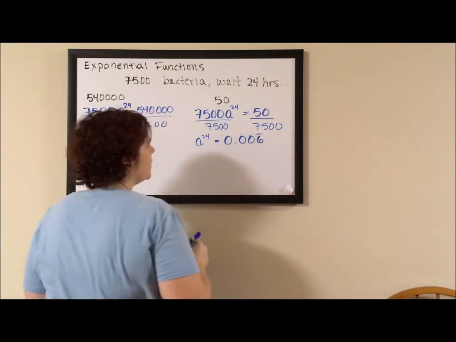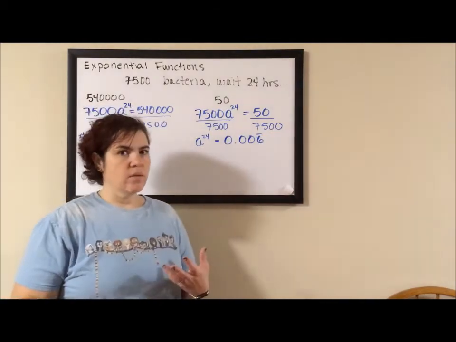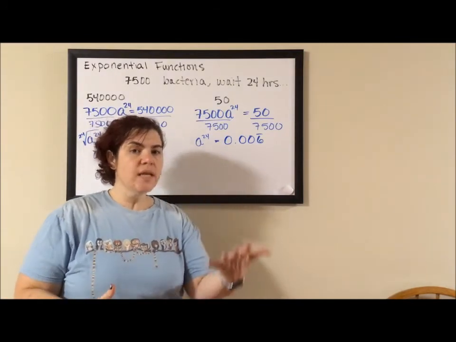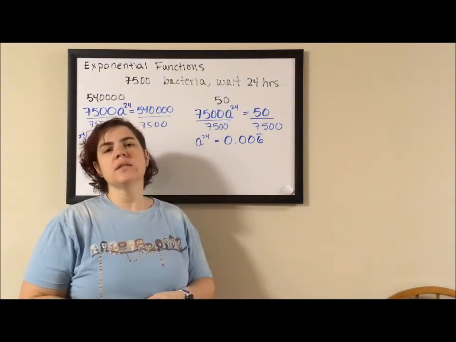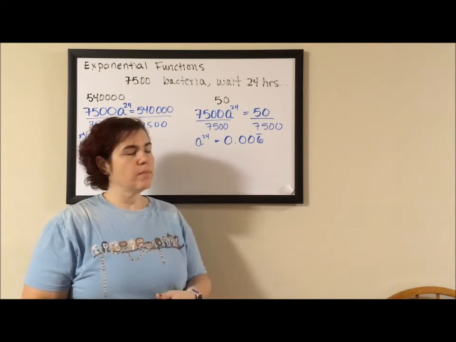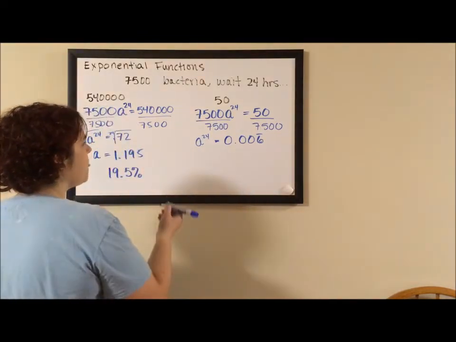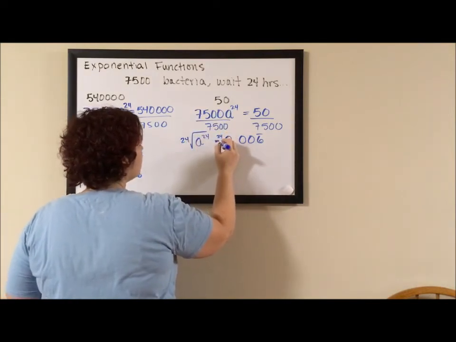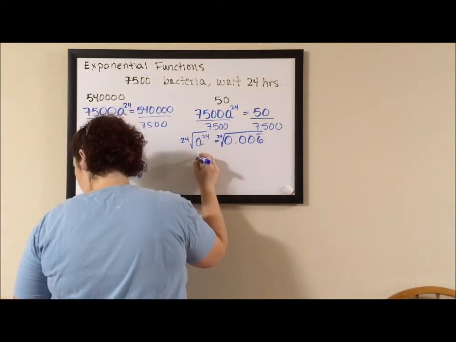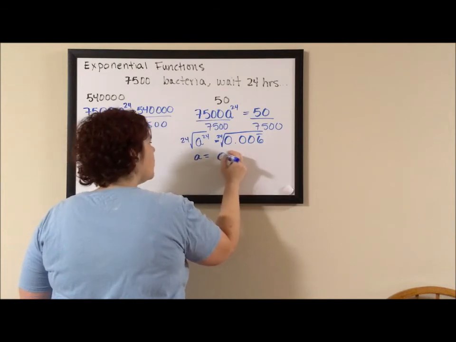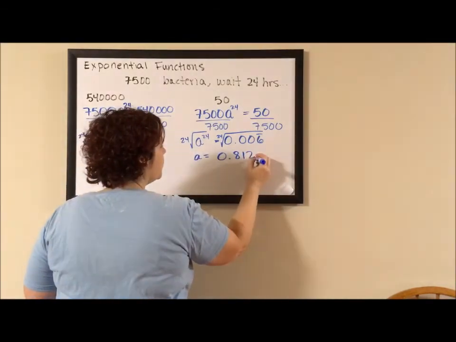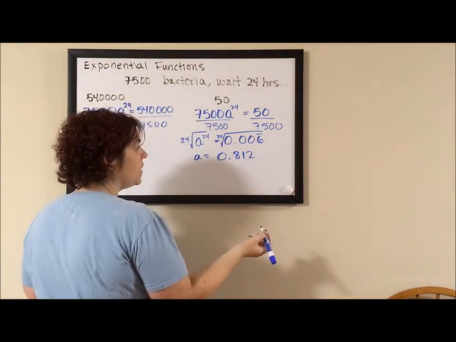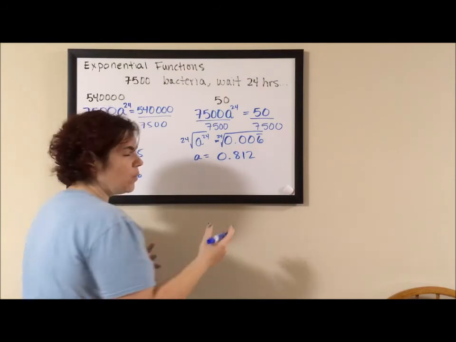0.006 repeating, which means the daily decay rate is 0.7%, but we want the hourly. So once again, we will take the 24th root of both sides and get that A is equal to 0.812. When we subtract 1, we'll get a negative, but we won't use that negative.